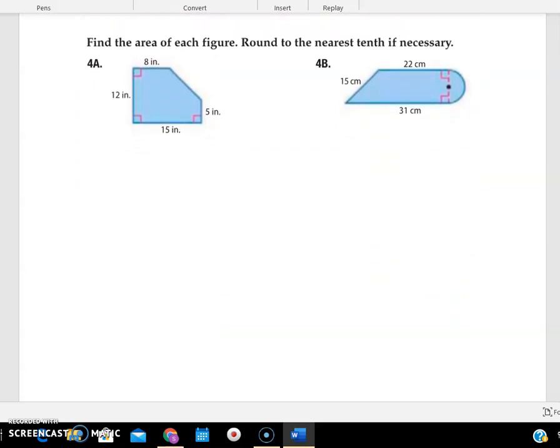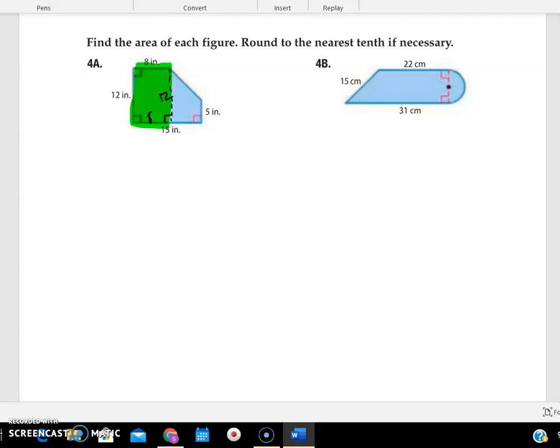In 4a, it says find the area of each figure and round to the nearest tenth if necessary. So the first thing we want to do in any of these composite figures is break it up into figures that we already know. And I can already see a couple of different ways of breaking up 4a here. One of which is just to draw in this perpendicular line, and then I have our rectangle here, which has opposite sides are 8 and 8 and 12 and 12.